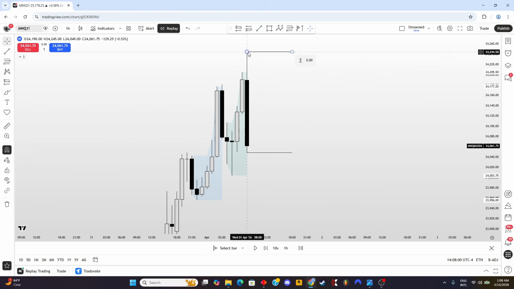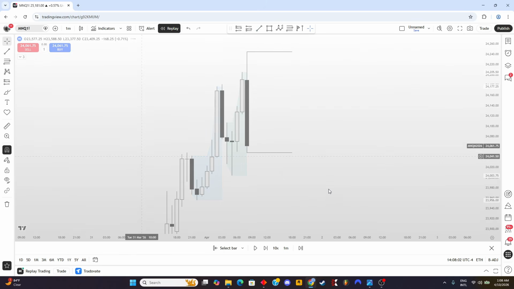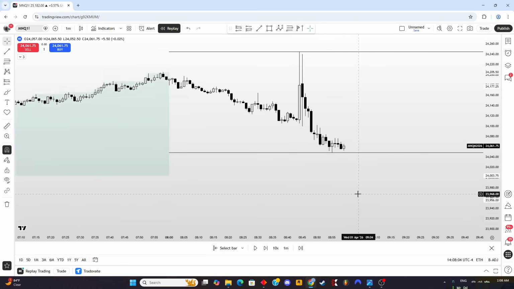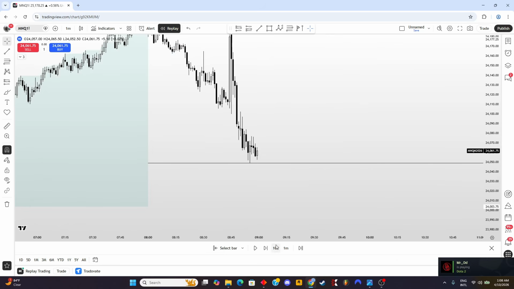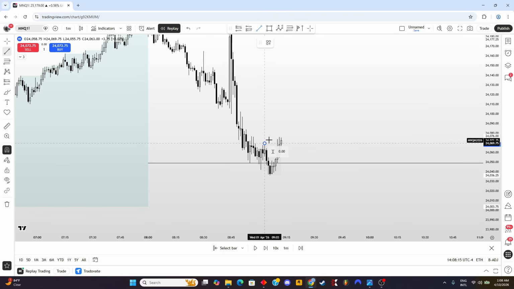We have the 8 a.m. low and 8 a.m. high. So let's drop down to the 1 minute time frame. If I get a sweep of the 8 a.m. low, I can look for longs because we are already inside the fair value gap. So we sweep that low and we have a market structure shift.